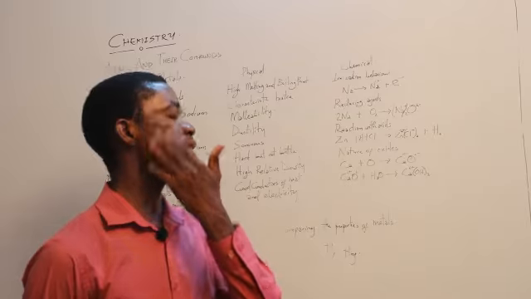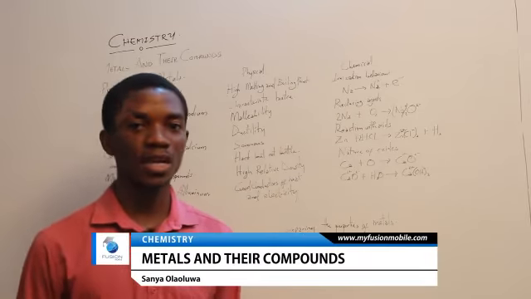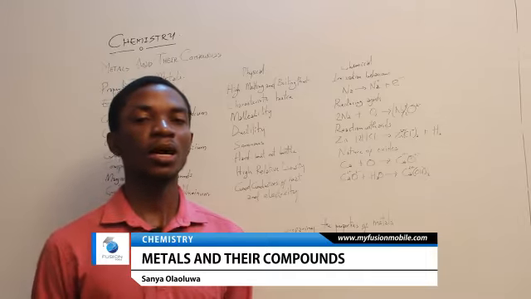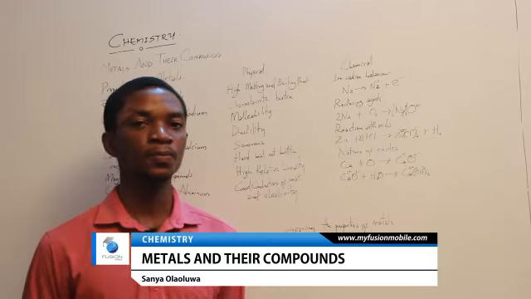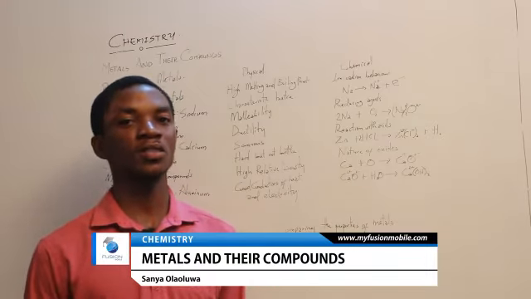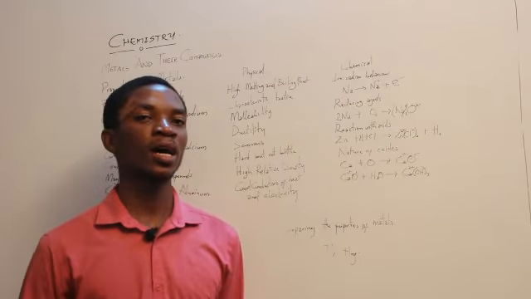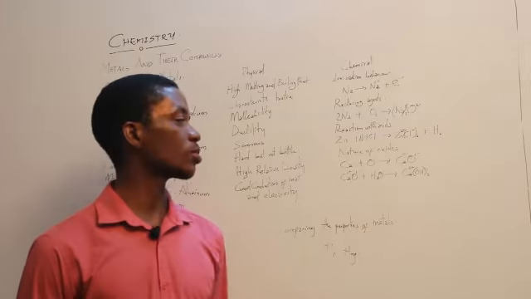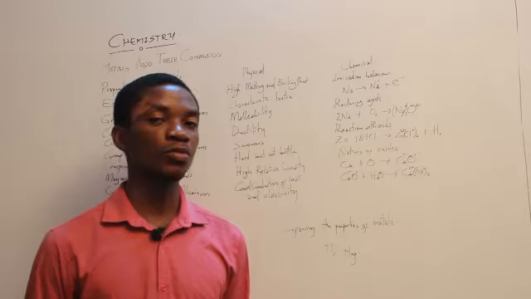Also, if you look at the nature of their oxides, when you burn them and they produce oxides, most of them are very stable, but their oxides are basic in nature. Their oxides form bases, either alkalis or other bases. So these are some of the chemical properties of metals.